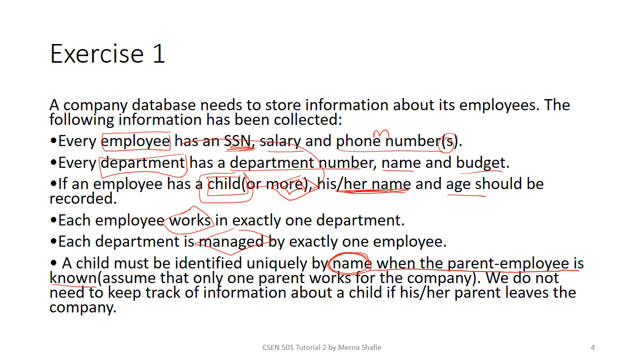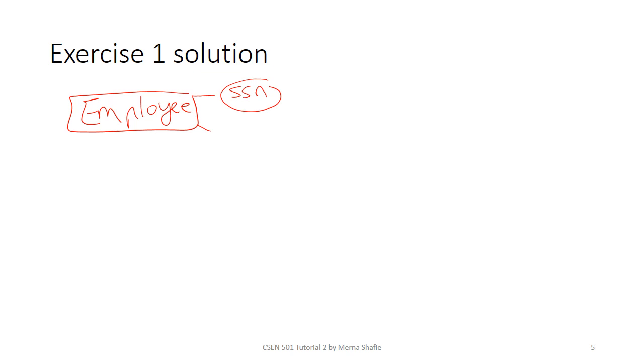Now, let us start drawing the ERD. The first entity that we had was employee. So we had the employee as a standalone entity. What attributes does it have? It has the SSN, the salary, and the phone number. The phone number was not a normal attribute.